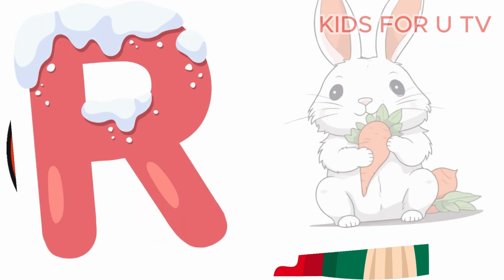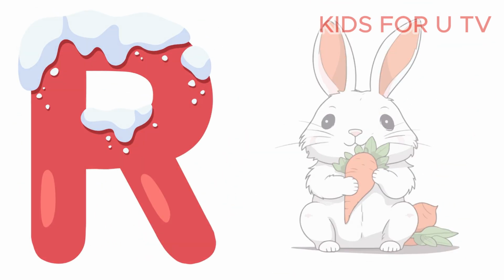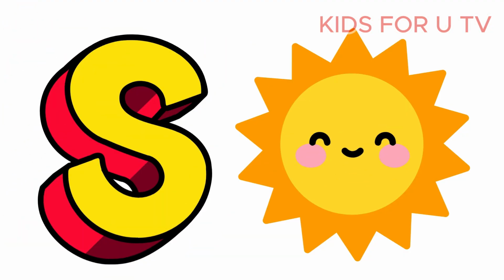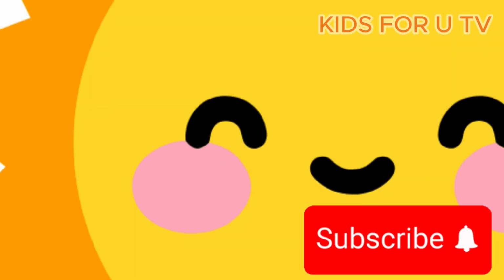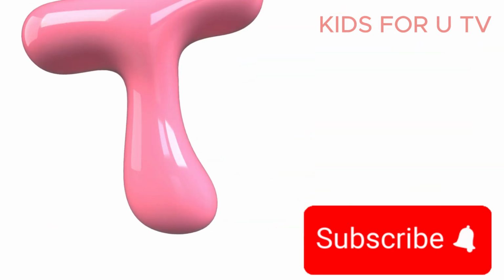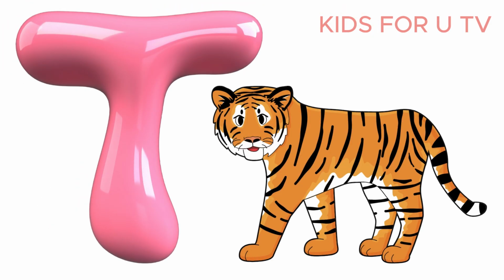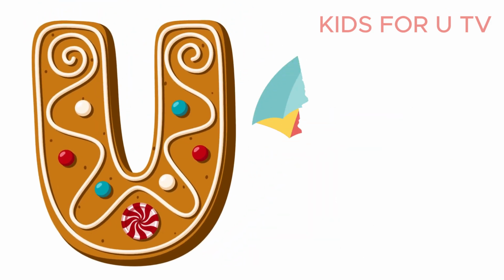Queen. R is for rabbit. Rabbit. R is for rabbit. Rabbit. S is for sun. Sun. S is for sun. Sun. T is for tiger. Tiger. T is for tiger. Tiger. X is for xylophone.